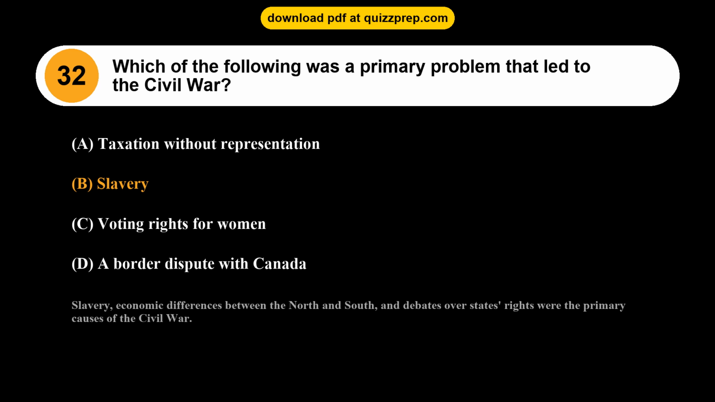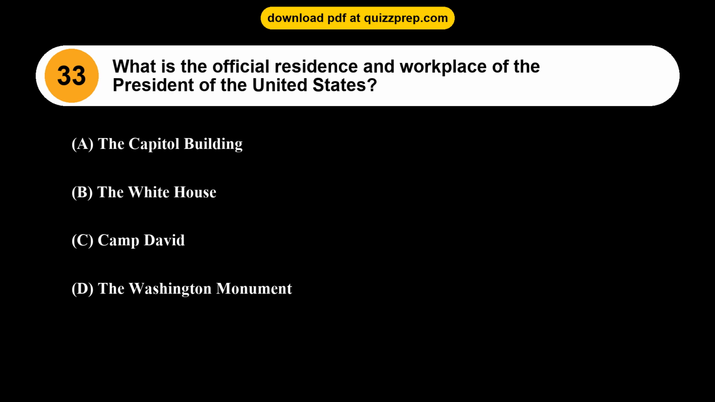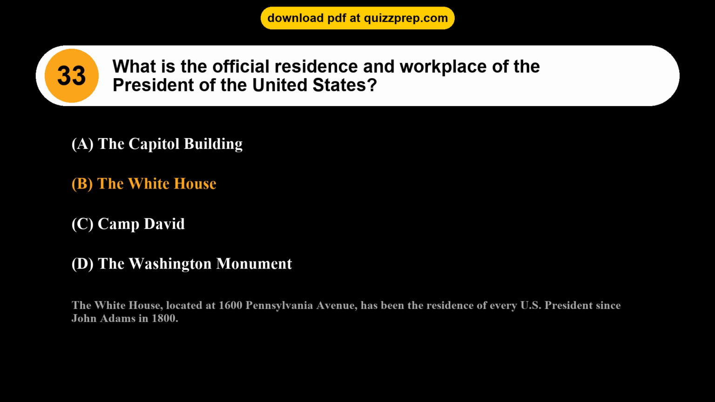Civil War. Question 33. What is the official residence and workplace of the President of the United States? Option A. The Capitol Building. Option B. The White House. Option C. Camp David. Option D. The Washington Monument. The correct answer is option B. The White House. The White House, located at 1600 Pennsylvania Avenue, has been the residence of every U.S. president since John Adams in 1800.